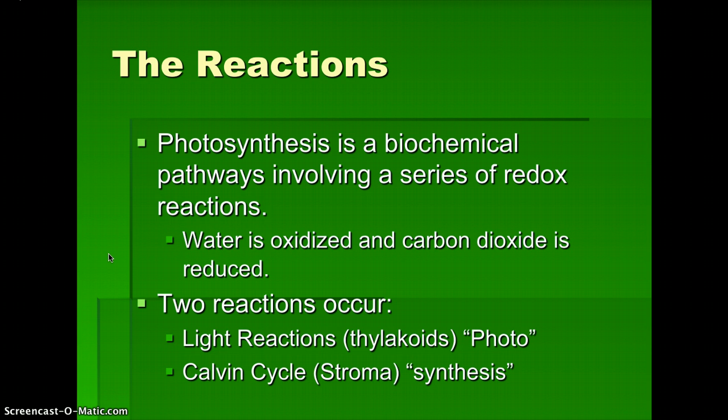And then the second part is the Calvin cycle, and the Calvin cycle occurs in the stroma because the stroma basically comprises the bulk volume of the chloroplast, and it's where the carbon fixation enzymes are found. And of course, because carbon fixation enzymes are found there, this is where we are going to synthesize our sugar.